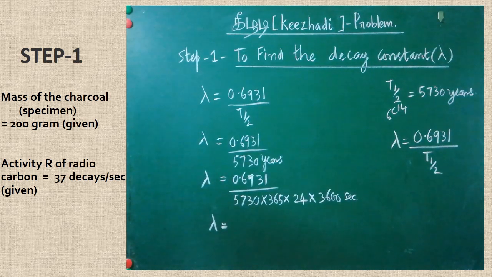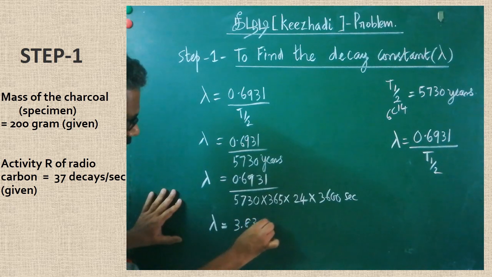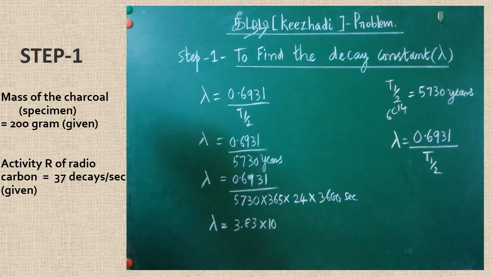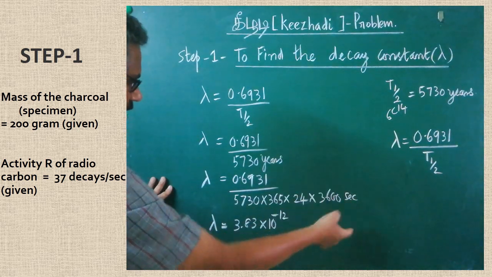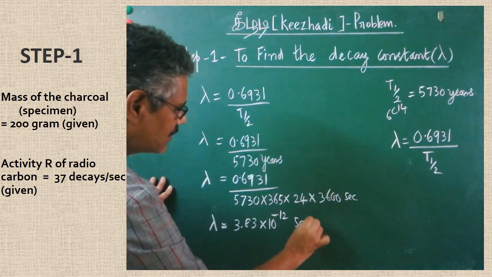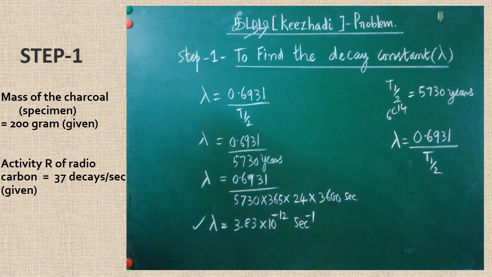The decay constant value is 3.83 into 10 to the power of minus 12. Here seconds is in the denominator, so when it is brought up, it becomes second inverse. So this is the value of the decay constant. This is the decay constant of whom? The 6C14.